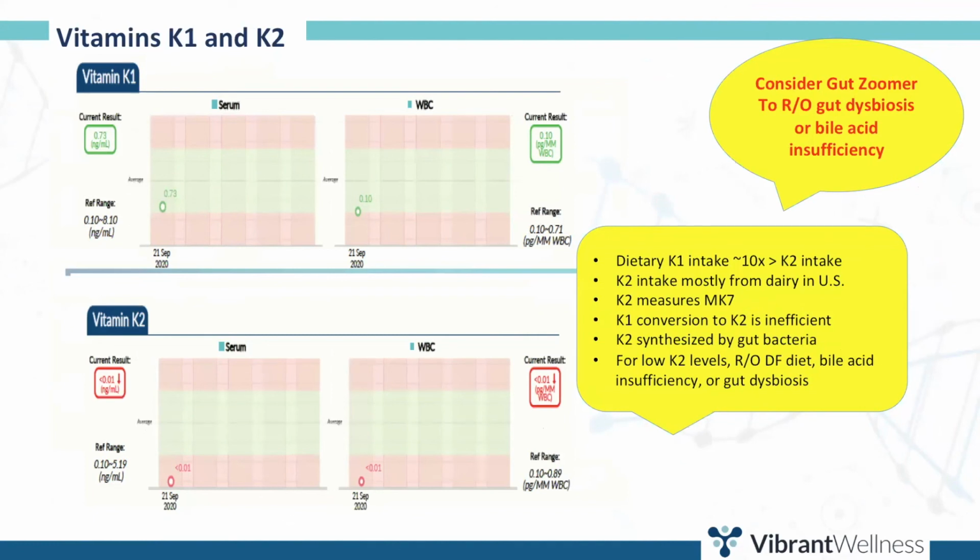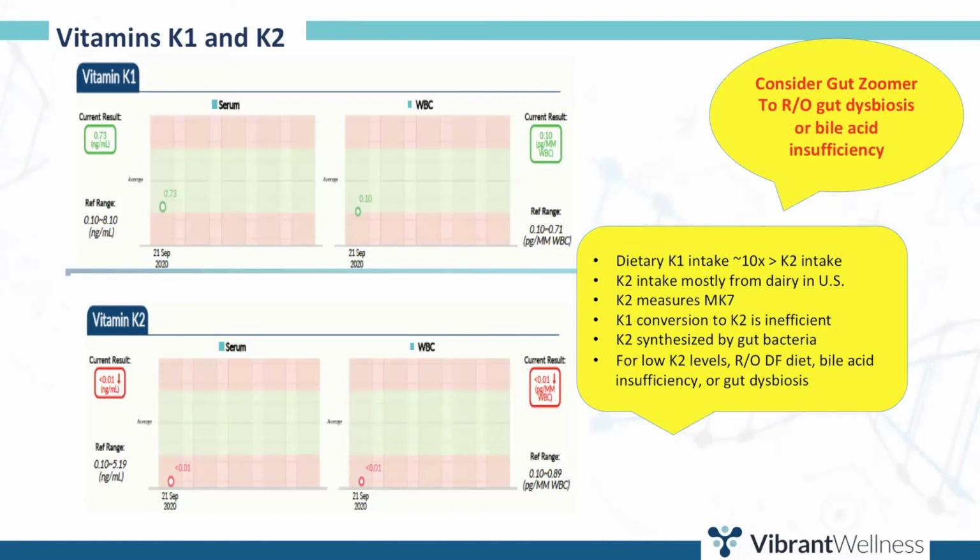Dietary intake of K1 is about 10 times higher than dietary intake of K2. K2 intake in the United States is mostly from dairy. On the test here, we're measuring MK7, menaquinone 7. K1 is converted to K2. It's a somewhat inefficient process, but happily K2 is also synthesized by gut bacteria.